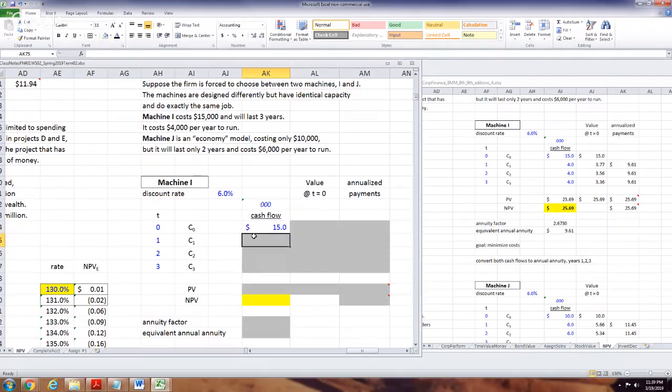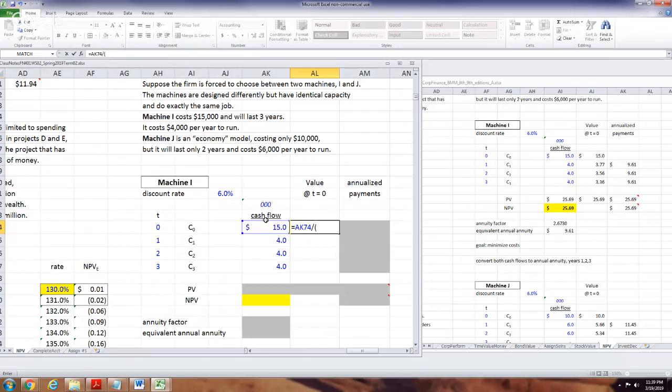For I, it costs 15,000, and then 4,000, 4,000, 4,000 to run all the years. Okay, we're looking at that. Now at T0, what is 4,000 a year from now worth today? And 15,000 right now, what is that worth? It's the same math.